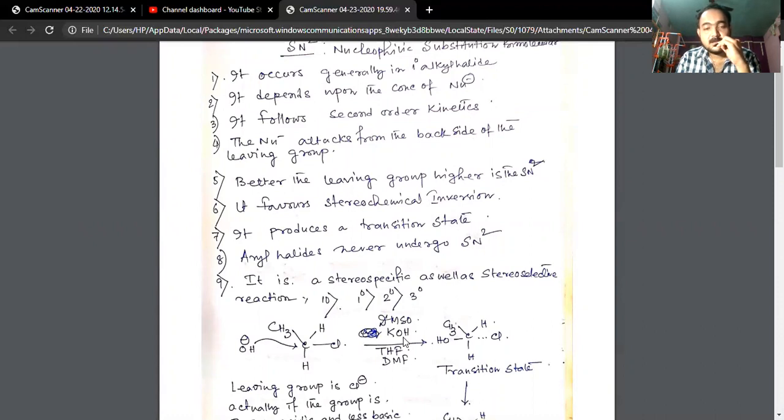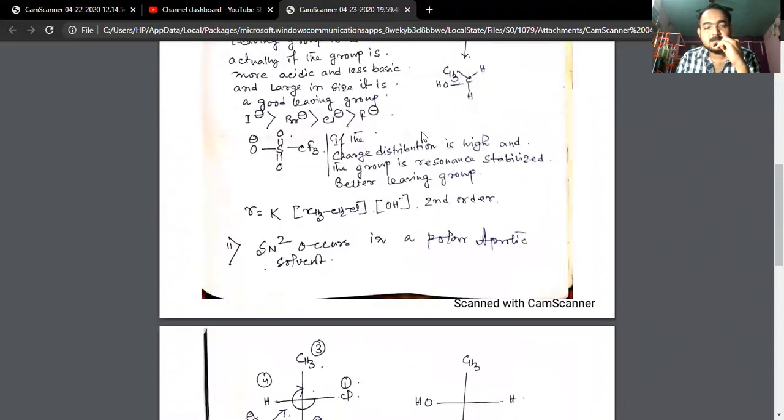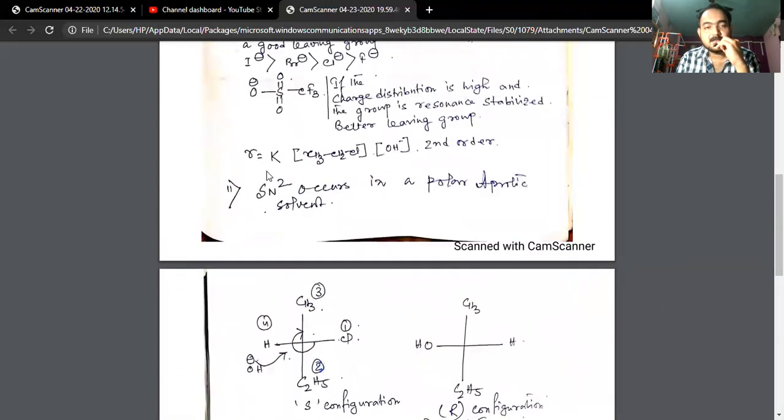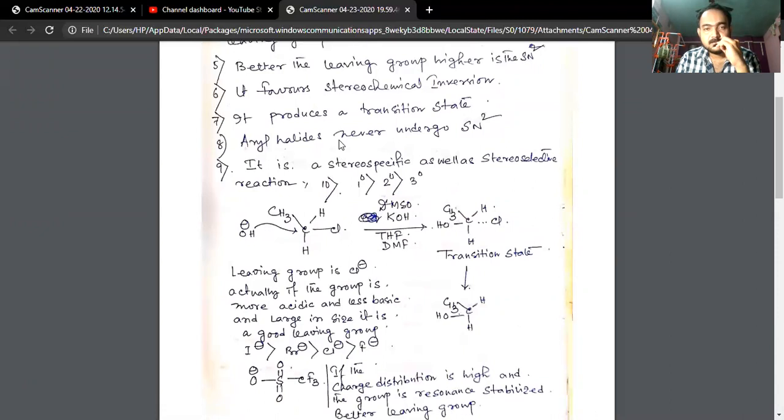Always, if you reduce the concentration of KOH, then the rate of the reaction will decrease. It follows second order kinetics. You can see here it follows second order kinetics. Rate is equal to K into [CH3CH2Cl] and [OH−]. Here the power is 1 and the power is 1. If you sum the powers, you get 2. That's why it is a second order reaction.